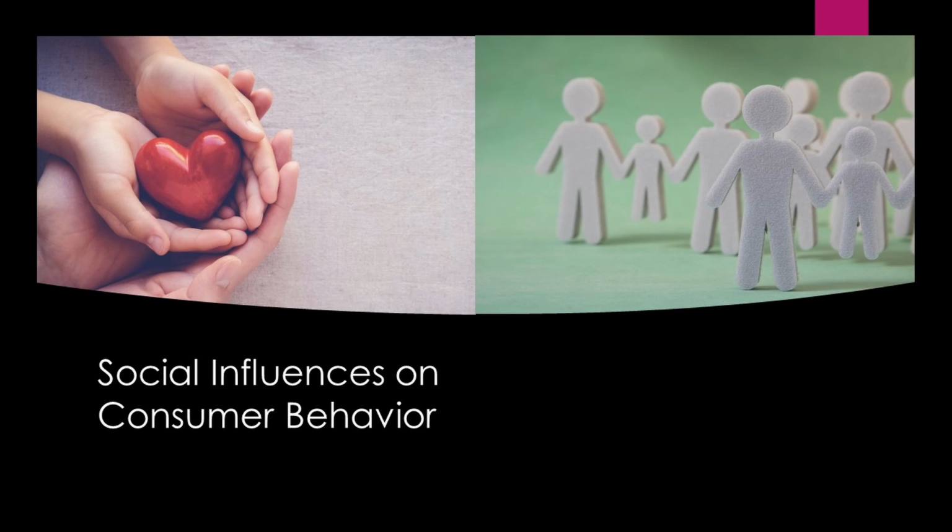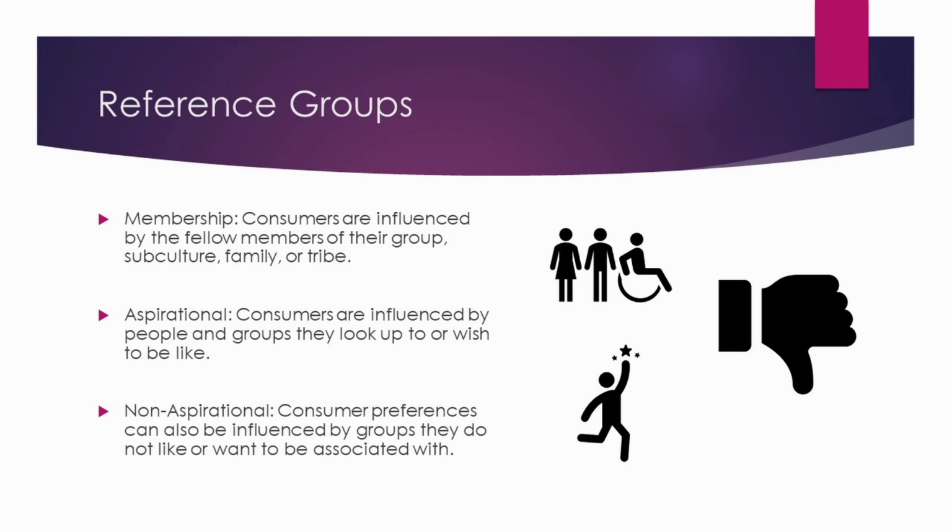The next topic of this video will be the types of influence groups that impact the decision-making process for the consumer. The groups consist of reference groups, opinion leaders, family, and subculture. Reference groups are groups the consumer compares him/herself to either positively or negatively. The 3 categories are membership, aspirational, and non-aspirational.